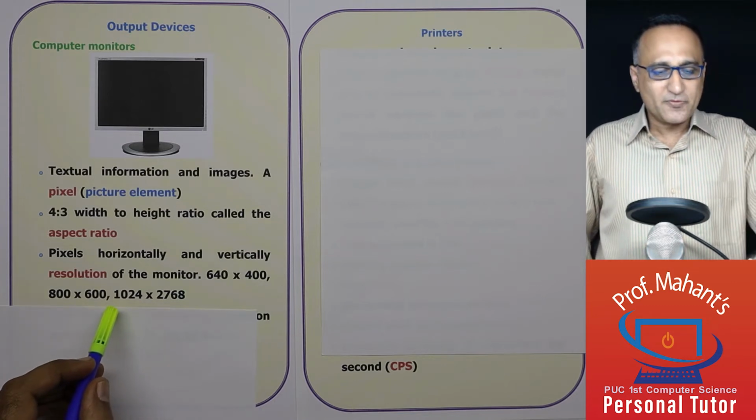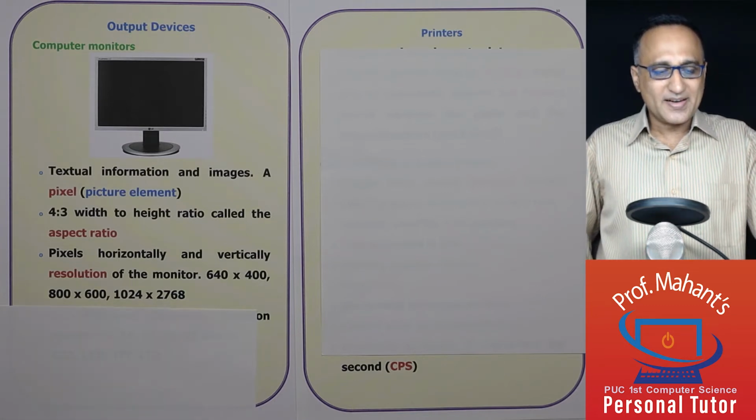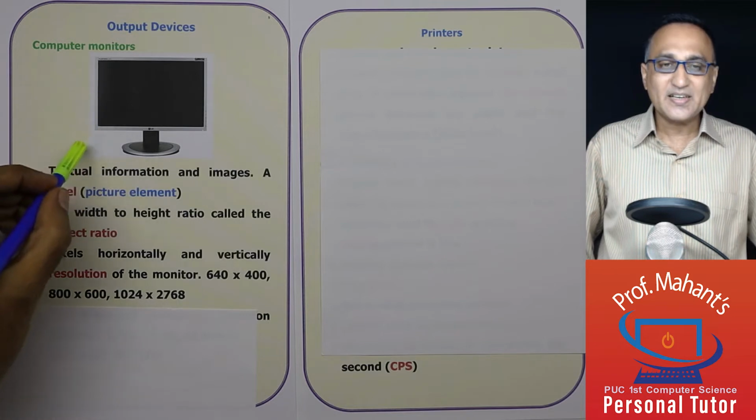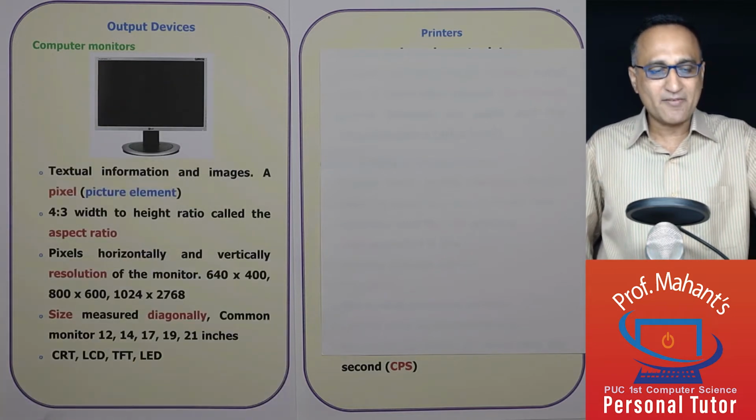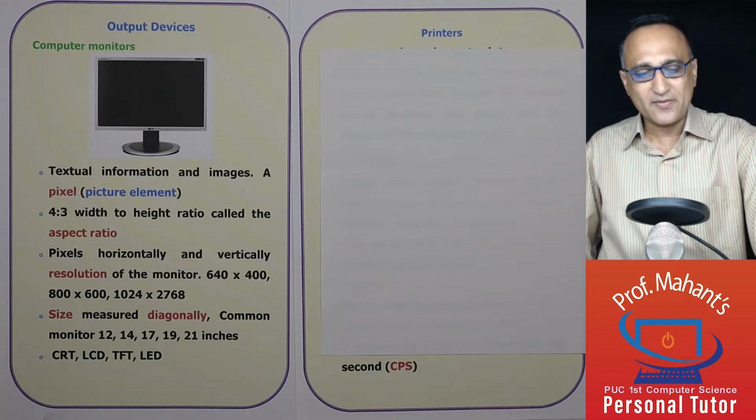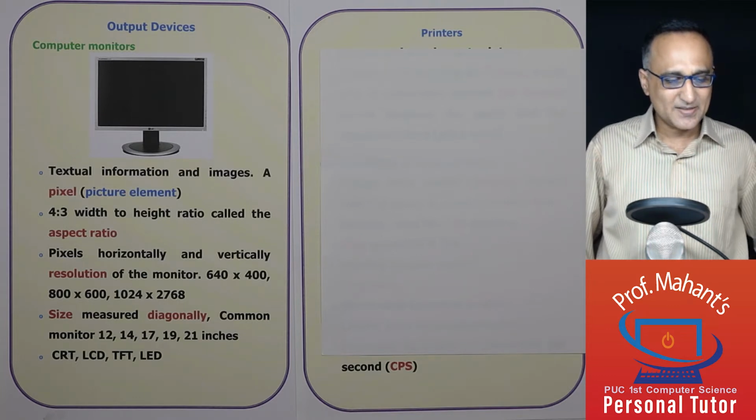Common resolutions before were 640 into 400, 800 into 600. But today most of the monitors at least are 1024 into 2768 pixels of data or information. So you could have 1024 like that, you could have 2768 like this.